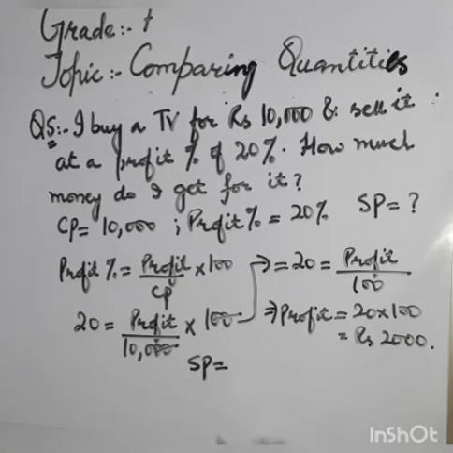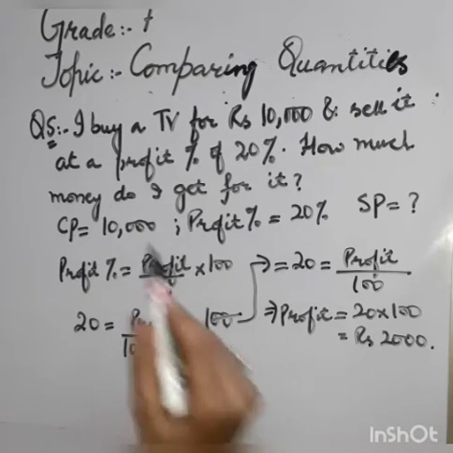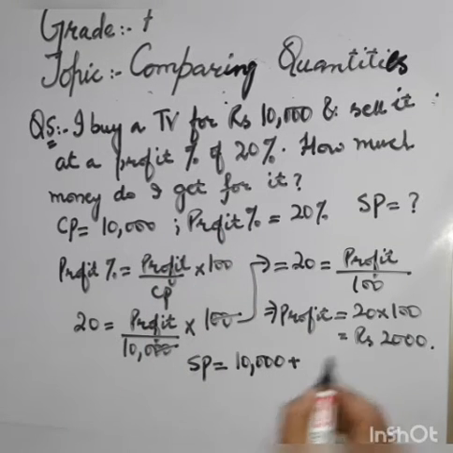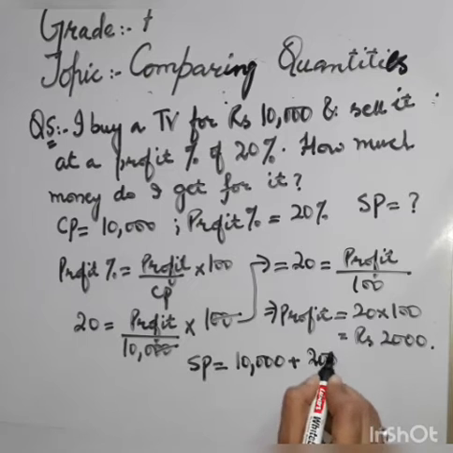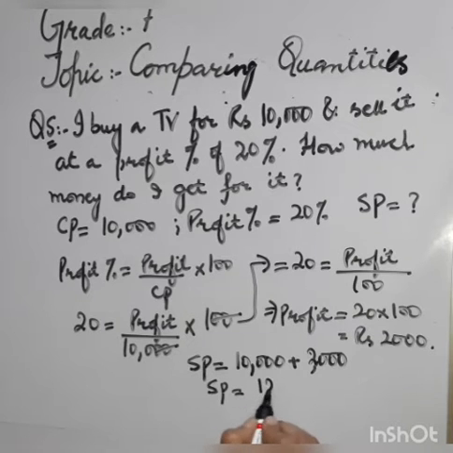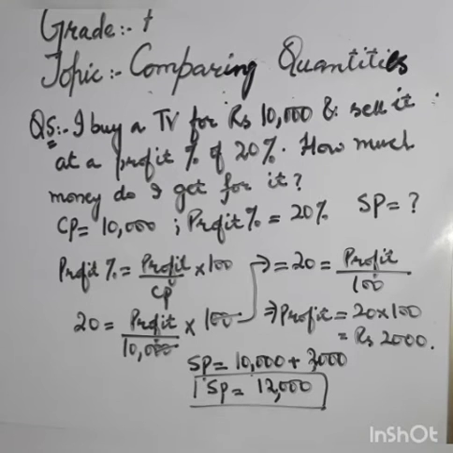Now we'll find selling price using this. Selling price is equal to cost price, which is 10,000, plus this profit is 2,000. So selling price will be equal to what? 12,000. Clear? So this is the selling price of TV.